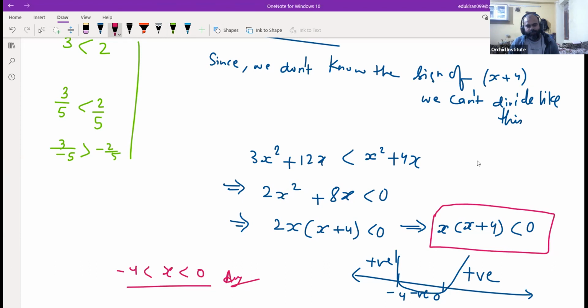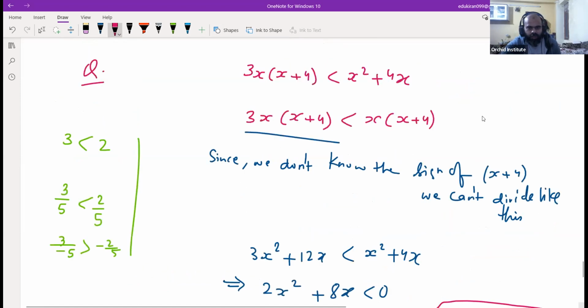Okay, so first I should write the one on top, right? First you have to explain why it is wrong. Then you will write the correct method.